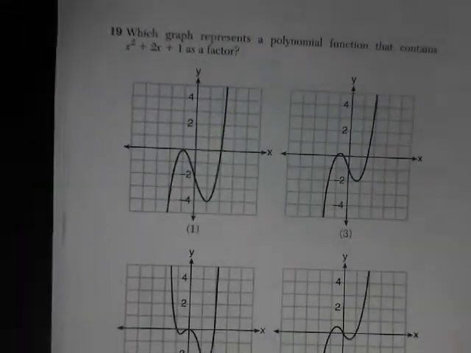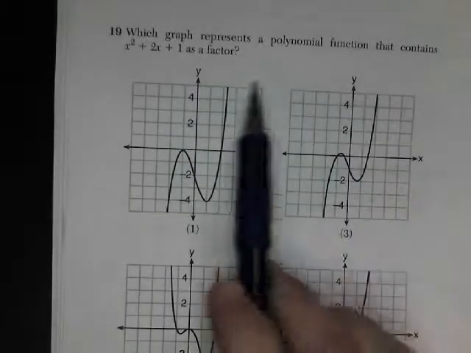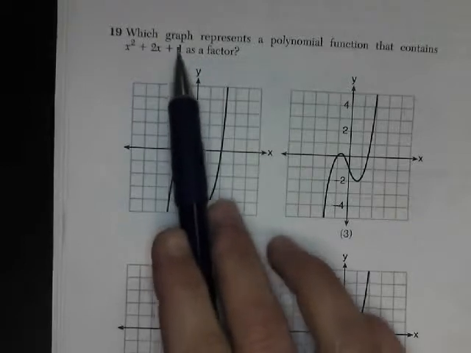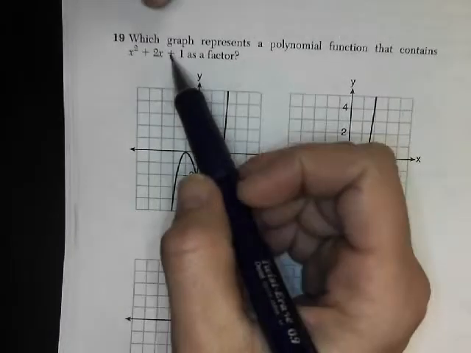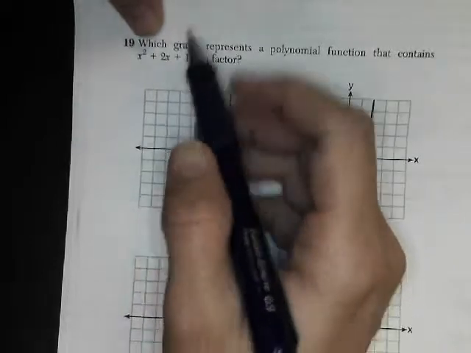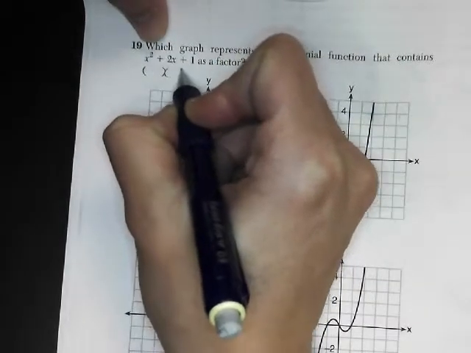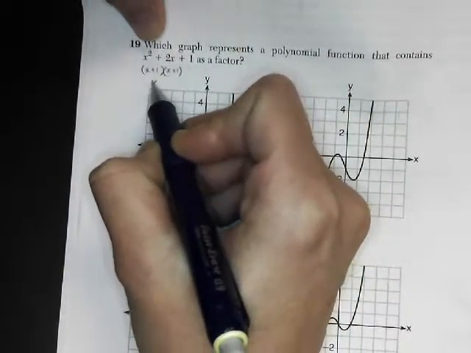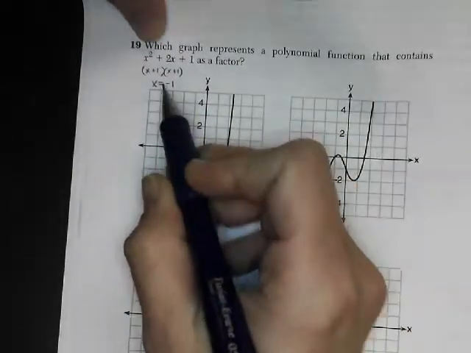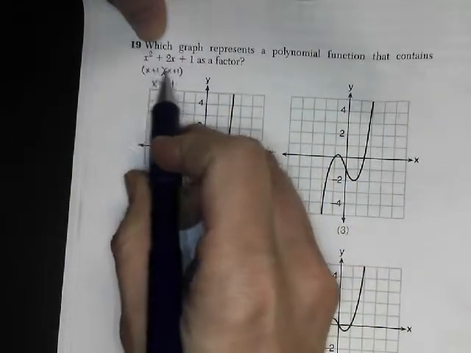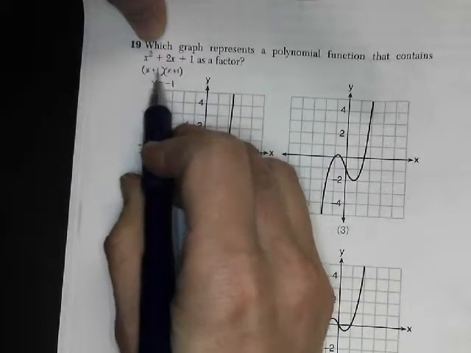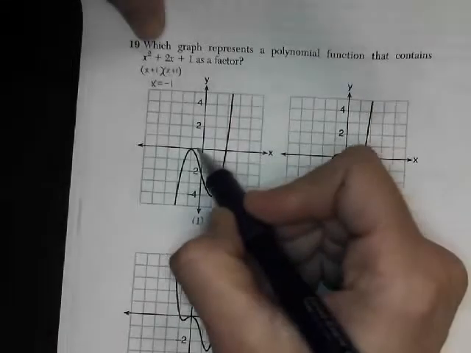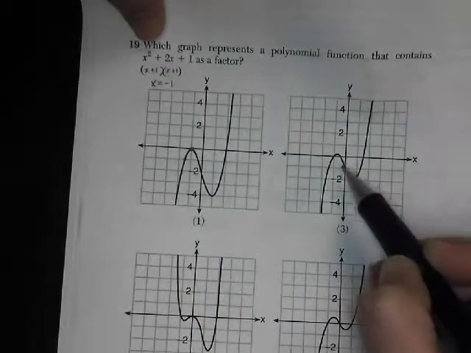Okay, and this one, which graph represents a polynomial function, they're all polynomials, that contains this as a factor. Now, if this is a factor, we should be able to find roots. So if I were to set this factor equal to 0 and keep factoring it, I believe it factors into x plus 1 and x plus 1, which means we have a root at -1, and it's a double root. So if it's a double root at -1, double because it's happening twice, it should bounce at -1, and this one bounces at -1.